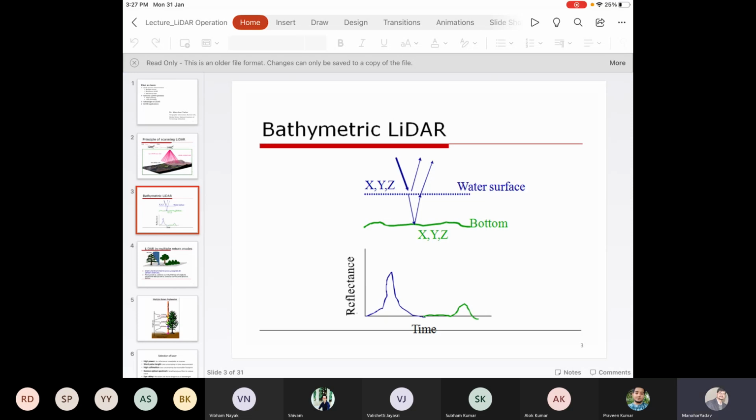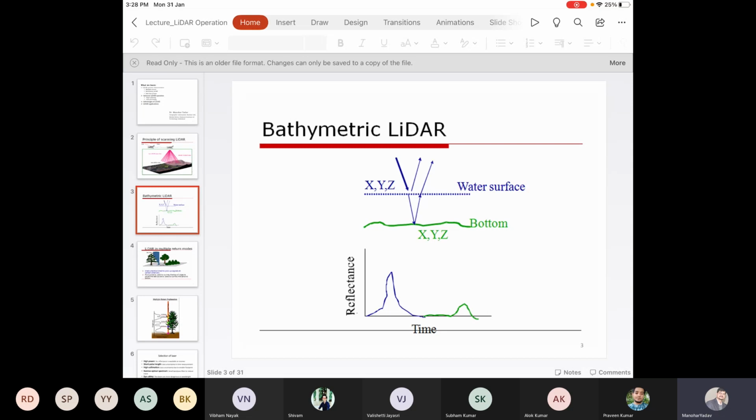Further, the remaining amount of energy penetrates inside the water and reaches the water bed. From the water bottom, we have a second reflection. As you can see in the plot of reflectance versus time, there are two returns and two local minima. The green color peak is from the water bed and the blue color peak is from the water surface.